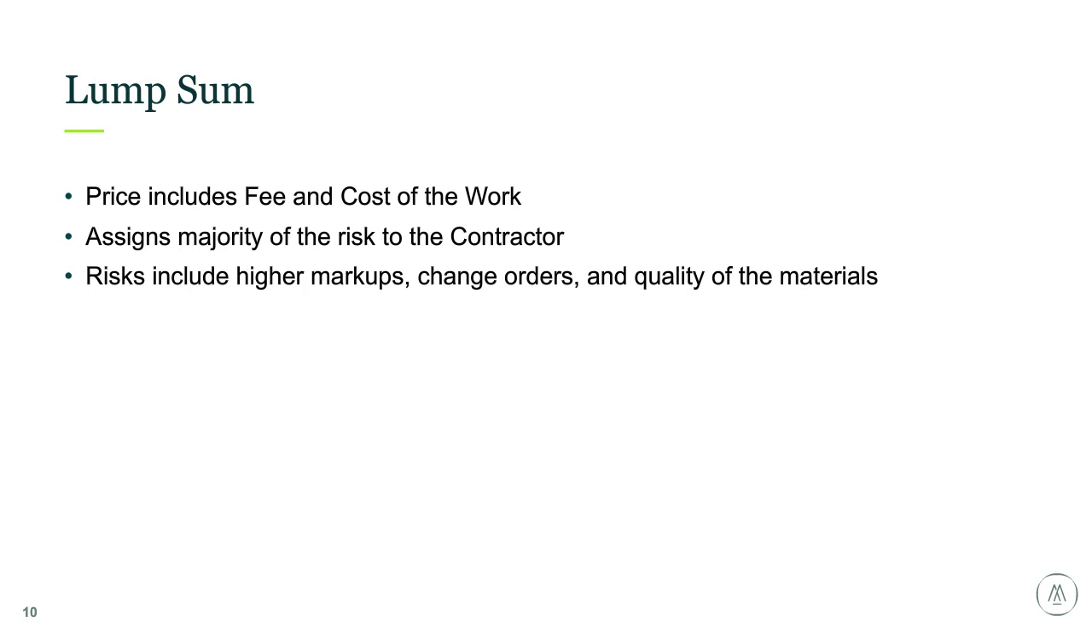Okay, lump sum. The price includes fee and the cost of work. It assigns the majority of the risk to the contractor. And the risk on these contract types include higher markup, change orders, and quality of the materials. Keep in mind, typically you don't have audit rights on these contracts, so you don't have the invoice documentation to validate a lot of the things that are getting installed.